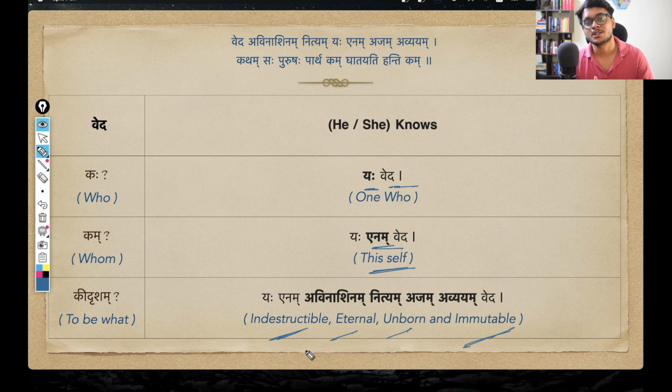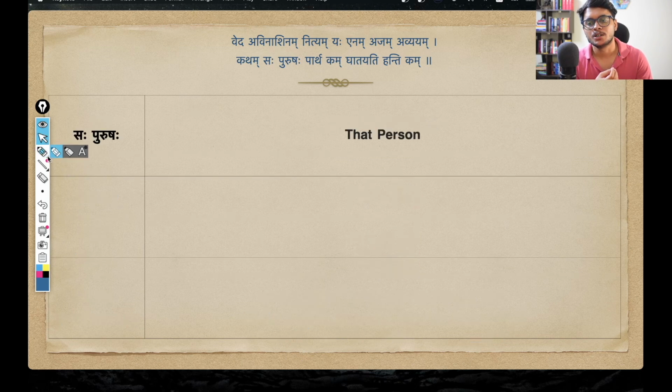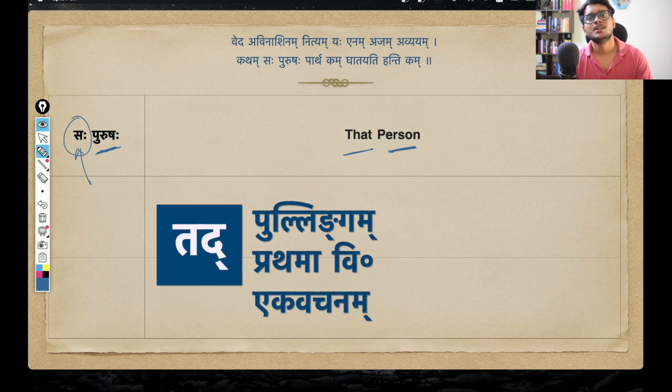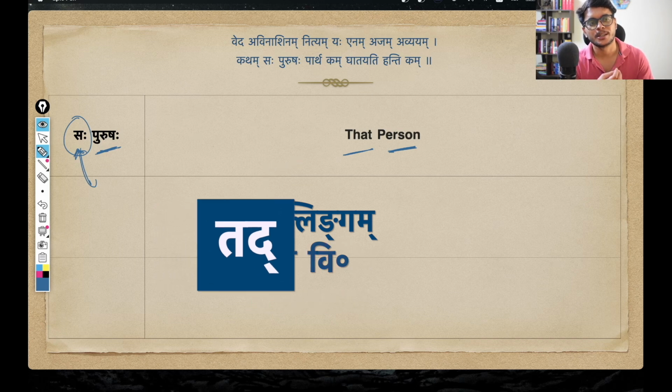Okay, so this is what Krishna is saying. Sahapurusha, that person. So he's saying that one who understands the true nature of the self, Sahapurusha, that person. This Saha is coming from the Sarvanam, the pronoun Pratipadika Tad, and this form Saha is the Prathama Vibhakti Ekvachanam form of this Tad, again in masculine gender, in pullinga form.